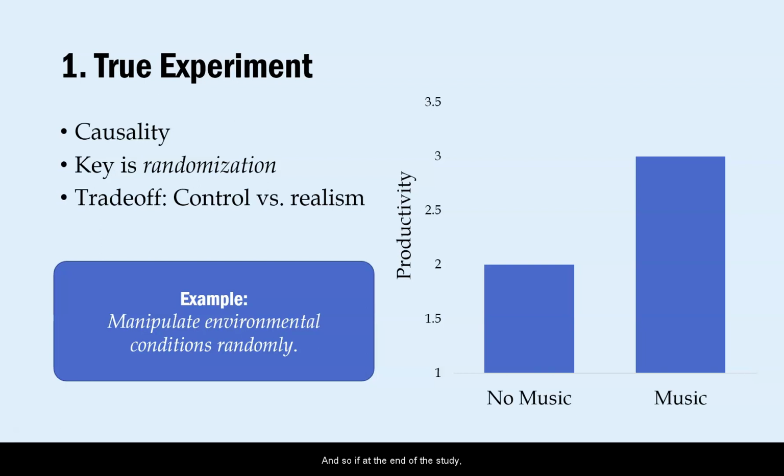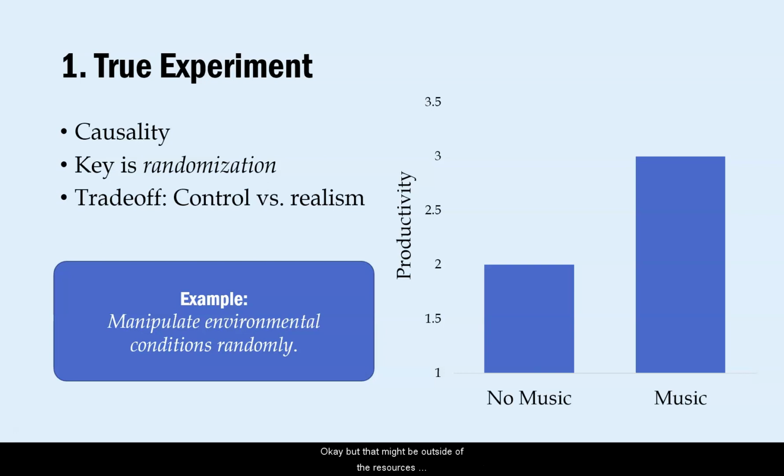And so if at the end of the study, I look at all the people who had the version of the experiment without any music and the version with music, and I see this difference in productivity, well, then I get to conclude that there's a real difference there, right? If it's statistically significant, I can say that listening to music was associated with increases in productivity.